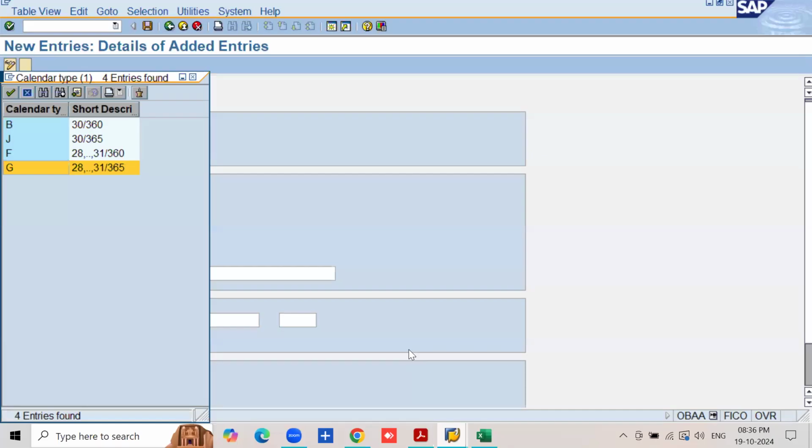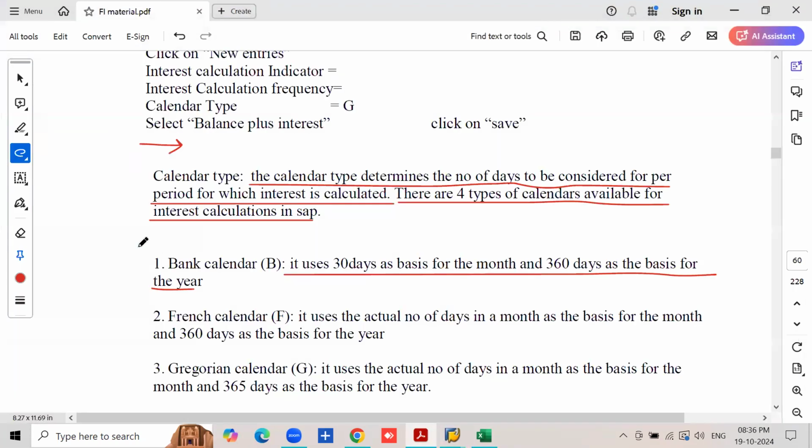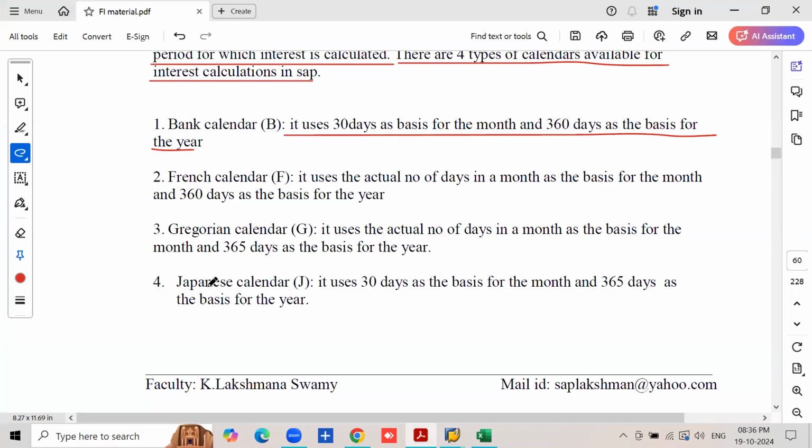Then you have the Japanese calendar. See, 30 divided by 365 means for the month, the system takes 30 days, for the year, 365 days. As simple as that. Japanese calendar, J. It uses 30 days as the basis for the month and 365 days as the basis for the year.